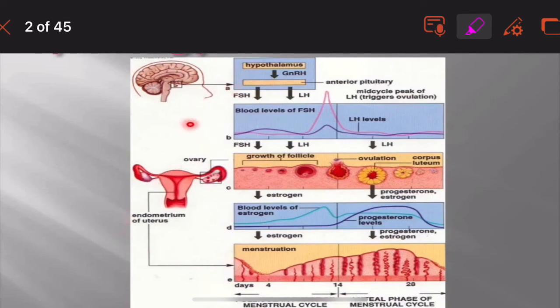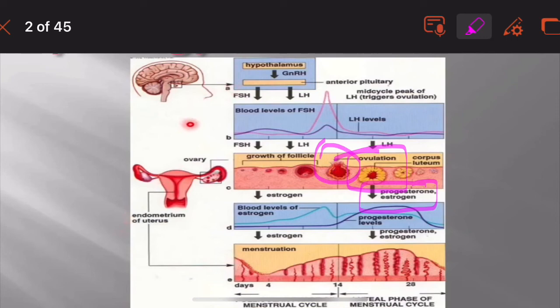Now, on the 14th day, ovulation takes place, and the residue is known as the corpus luteum. This residual corpus luteum is going to secrete progesterone and estrogen. The progesterone is more in quantity. The estrogen is also maintained, but the corpus luteum mainly secretes progesterone.